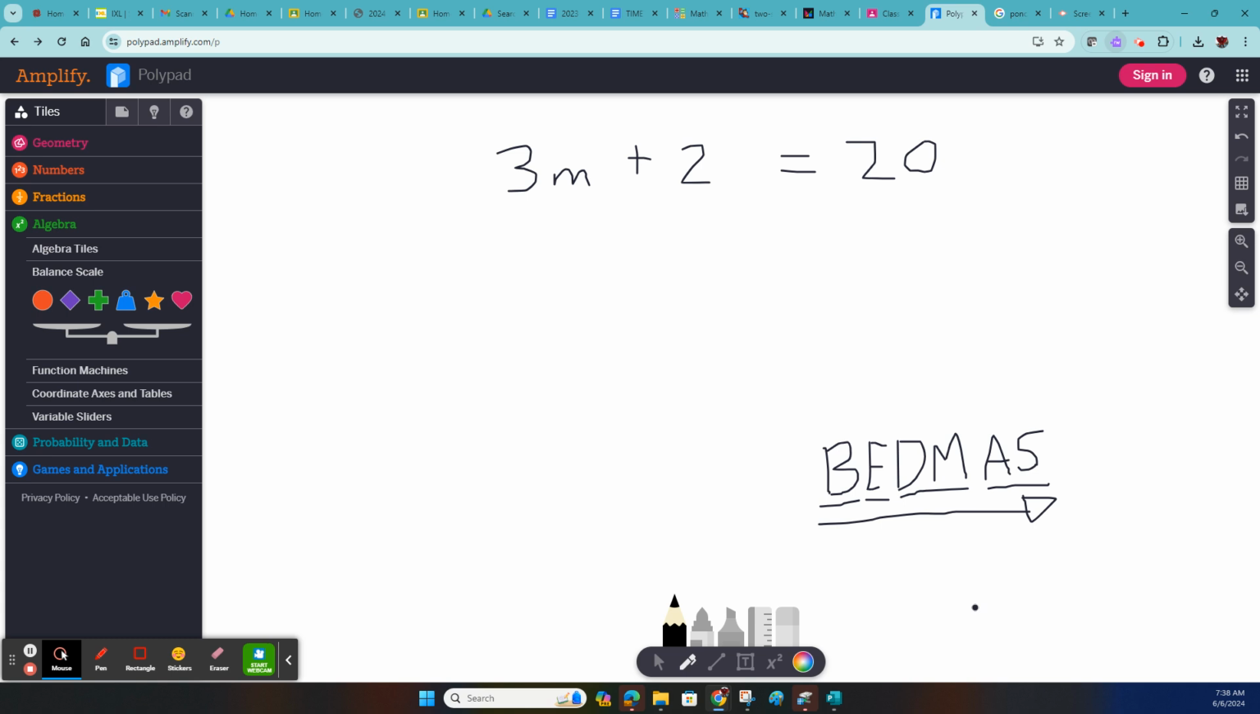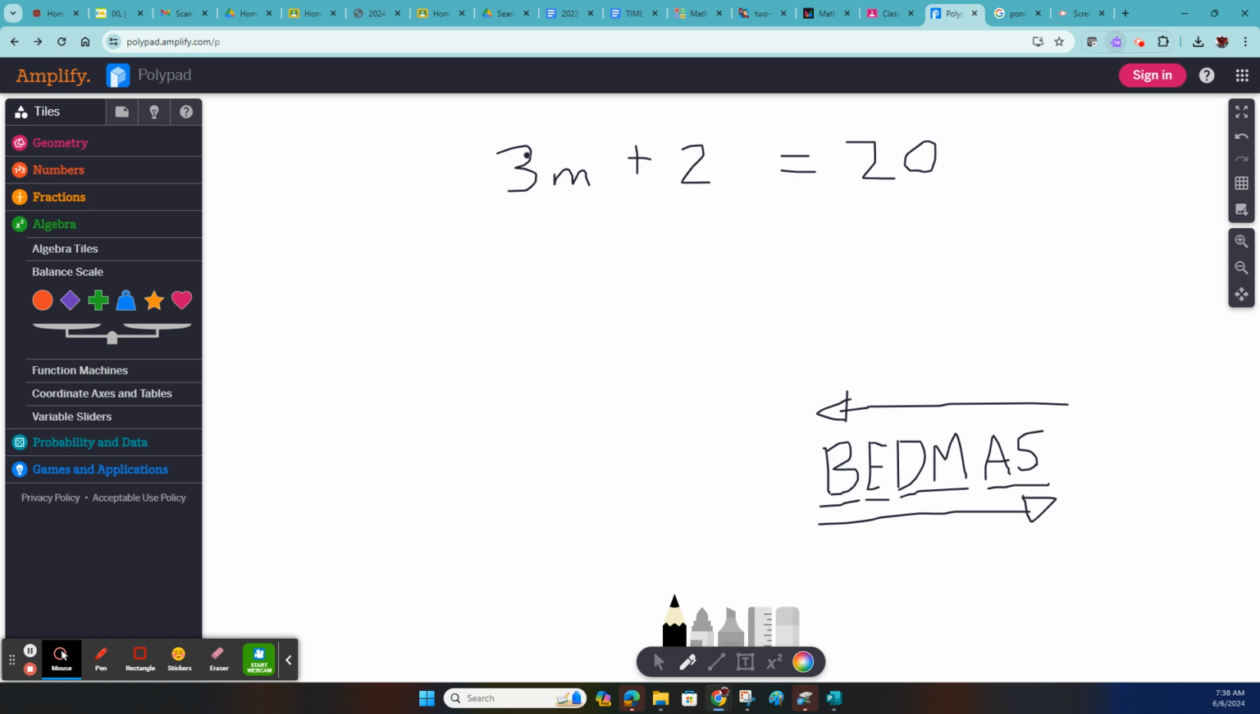But when we are using inverse operations to solve for a variable, inverse means opposite. So guess what? We're going opposite, baby. So instead of solving what's in brackets first, we're doing subtraction first. Instead of doing multiplication or division before addition, we're doing addition first. So let's do some inverse operations right now.